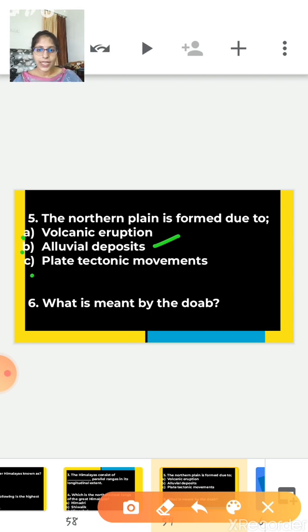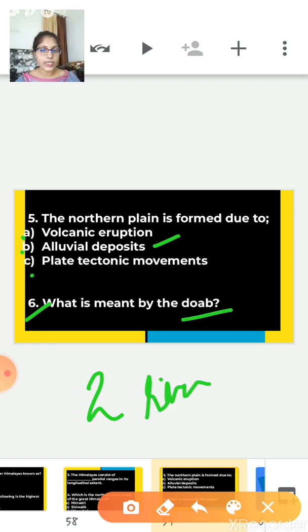Clear? Now the sixth question: what is meant by Doab? Doab is basically the region or land between two rivers. The word is made up of two words, do and ab. Do means two and ab means river. So the land or region between two rivers is known as Doab.